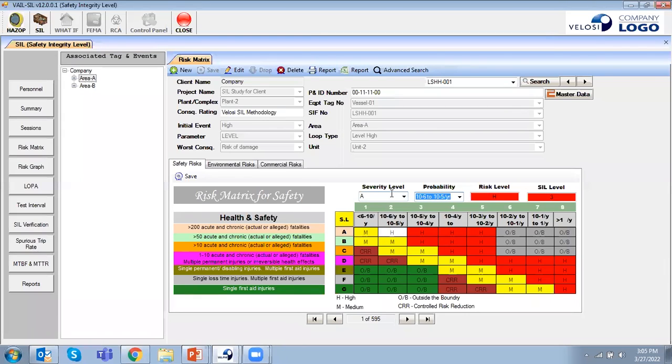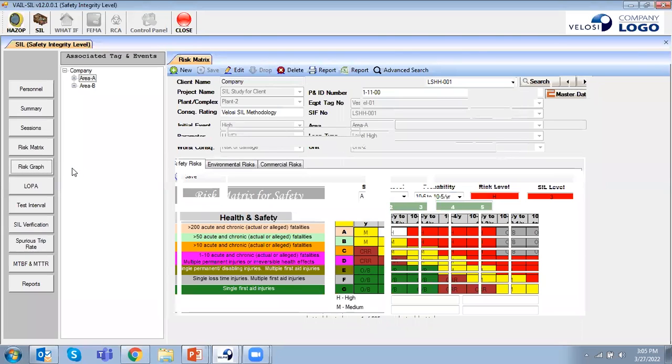These two parameters will come from the HAZOP study, the severity level and the probability, or the team input as well, which is performing SIL determination. And then, for example, this is the example for the risk matrix.